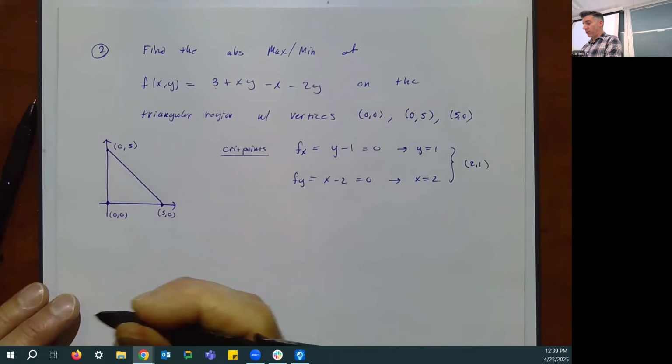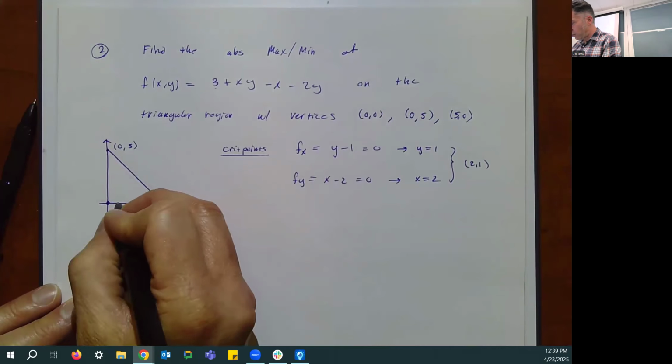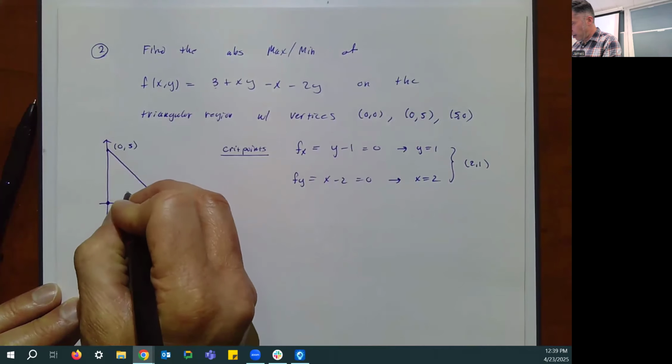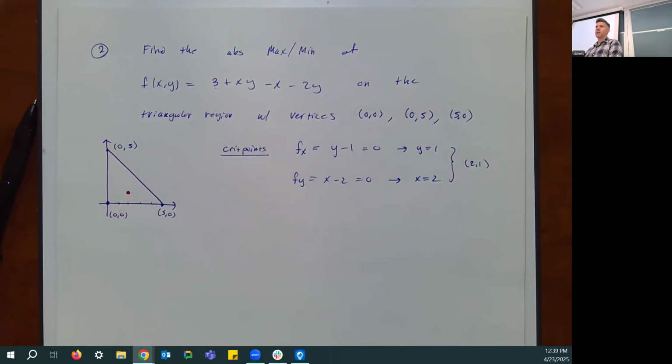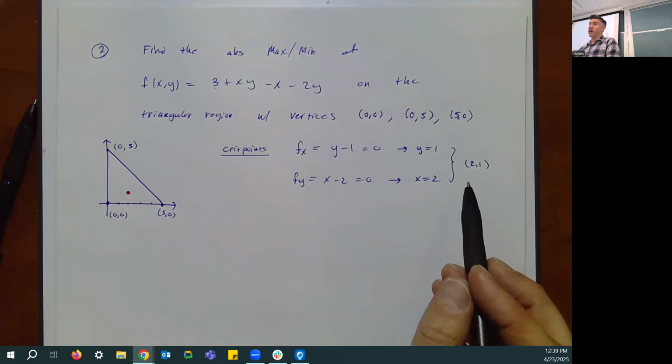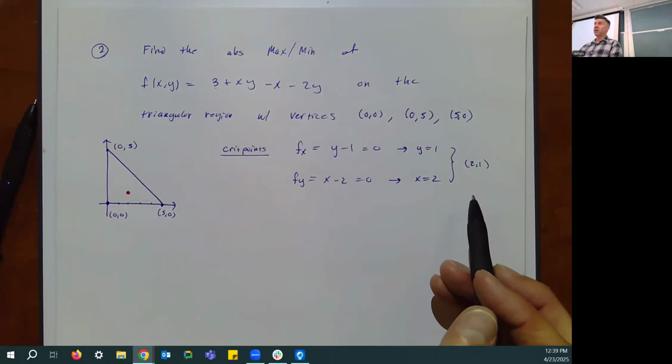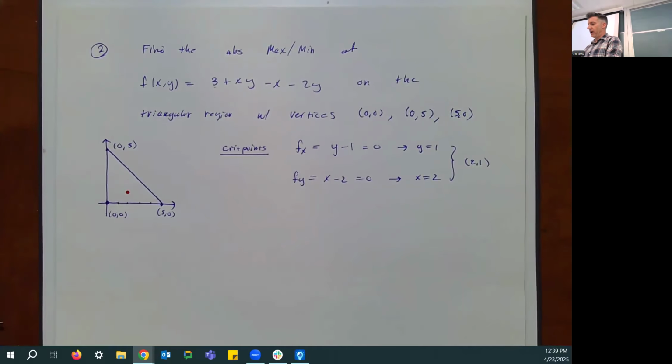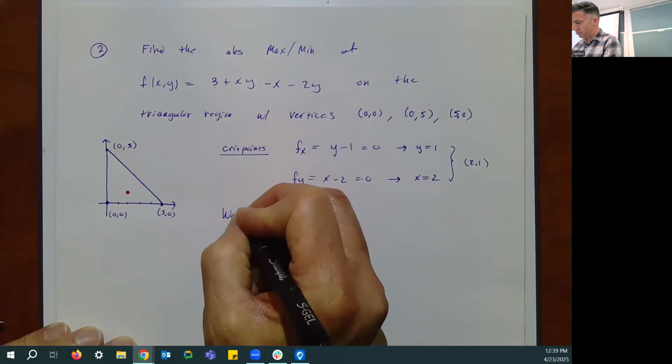So that is in our region, right? If you go over 2 and up 1, it's about right there. You don't have to draw anything. You just have to make sure that you know that that critical point either is or is not inside the region. It's also fine for it to be on the border, but it can't be outside of the region. Okay, so now we find the walls.